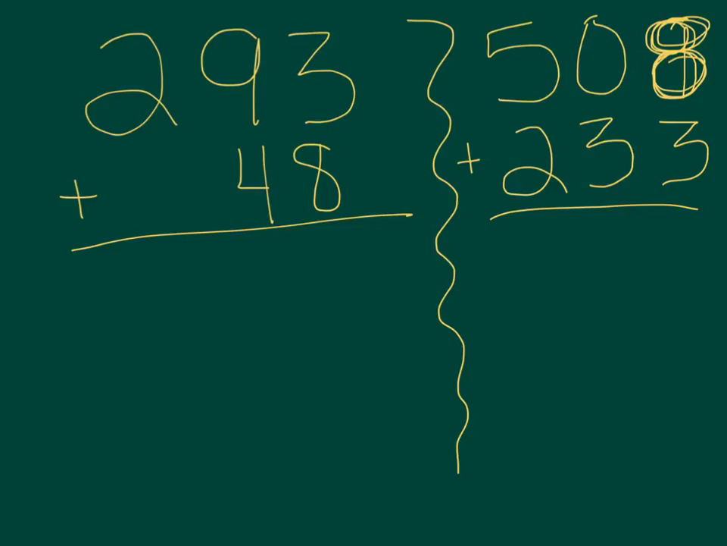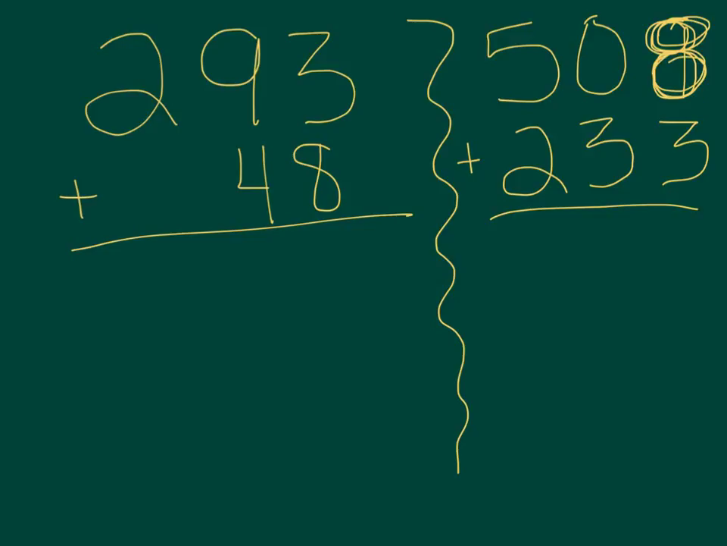Okay, I'm giving you 2 more practice problems. I want you to hit pause and work these on your own. Push play when you're ready. It's 293 plus 48. Make sure you line up your place values. And then this number is 508 plus 233. Push play when you're ready.